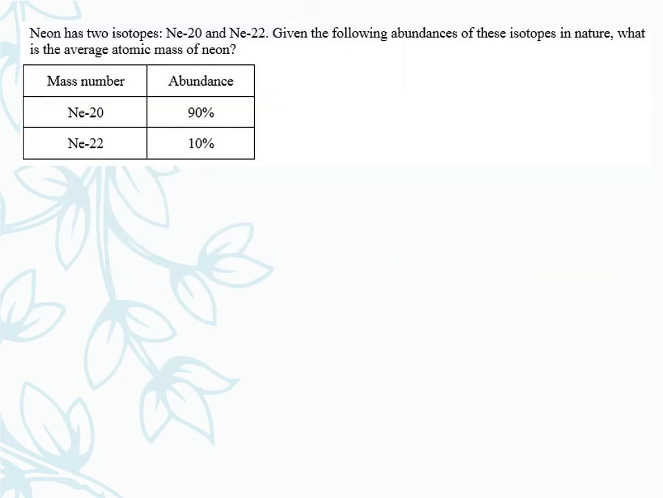So let's say that neon has 2 isotopes, neon 20 and 22. Given the following abundances of the isotopes in nature, what is the average, that average and relative are the same thing, atomic mass of neon. So step 1, turn our abundance as a percent into a decimal. We do that by dividing by 100. We're going to go backwards. 1, 2. Decimal place goes there. So abundance as a decimal is going to be 0.9 and 0.1.